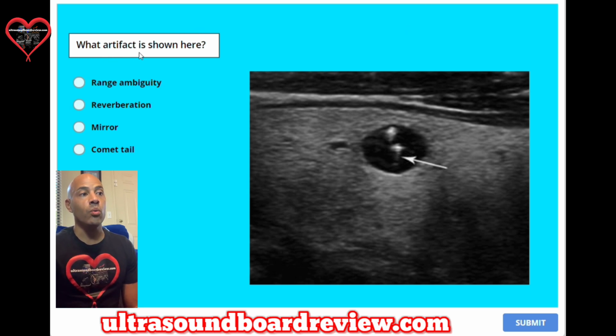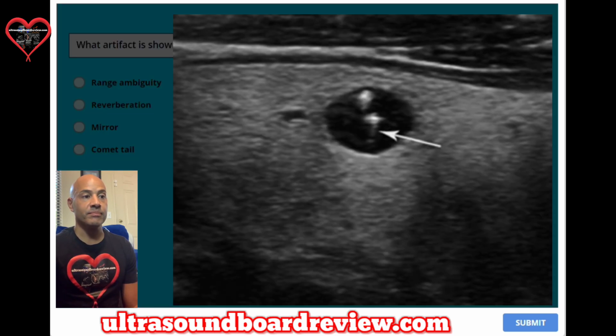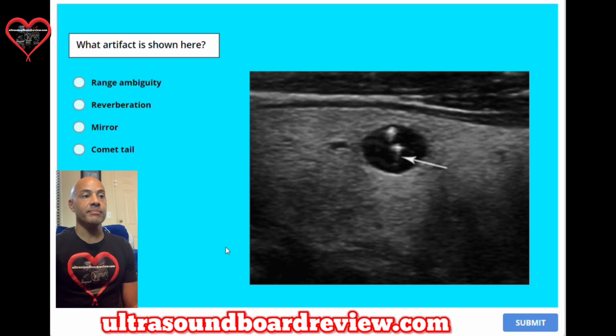Question 62. What artifact is shown here? A, range ambiguity. B, reverberation. C, mirror. Or D, comet tail. Be prepared for some physics questions on your boards. And the answer to this question is B, reverberation.